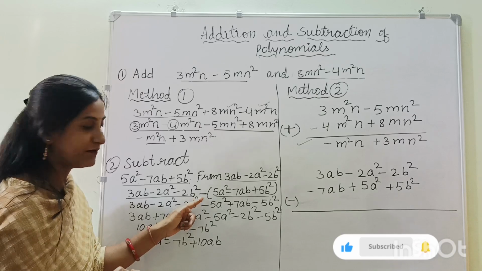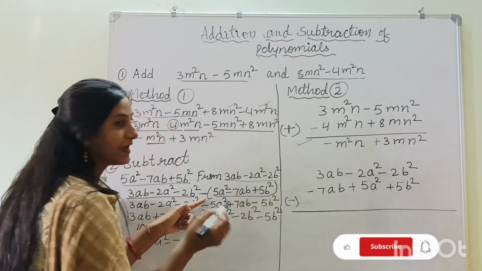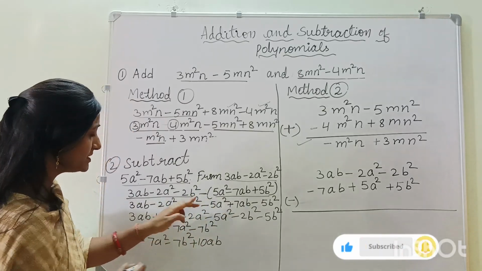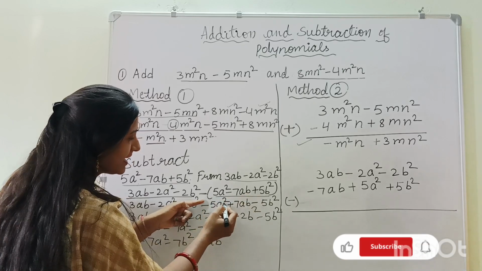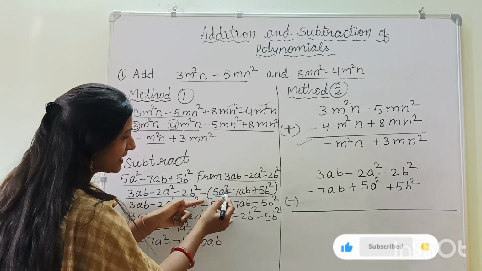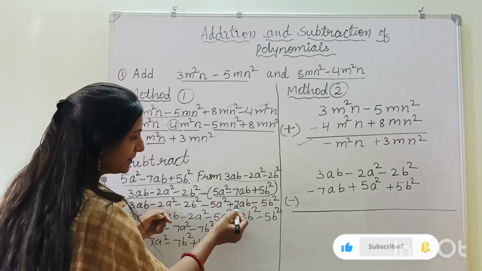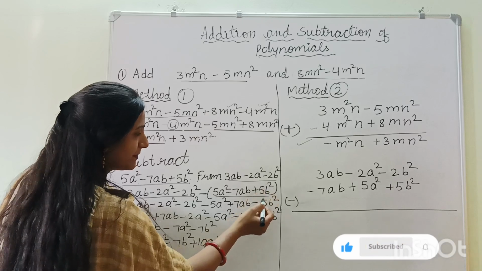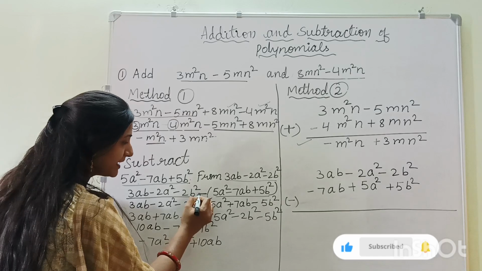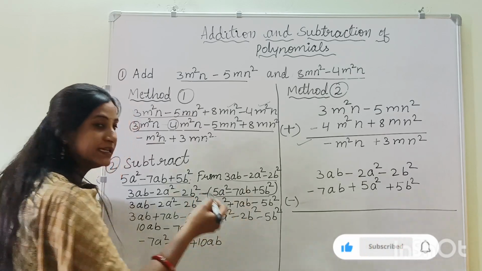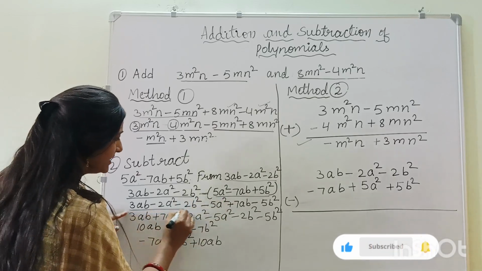And remember, when you are opening the bracket, whatever signs are there, you just write the opposite sign. Suppose, till here minus, and this sign will convert to the opposite sign. Plus 5a square will be minus 5a square. Minus 7ab will become plus 7ab. Plus 5b square will become minus 5b square. Why? Because when we multiply this minus sign inside the bracket, the signs will change. So after opening the bracket, we got this.